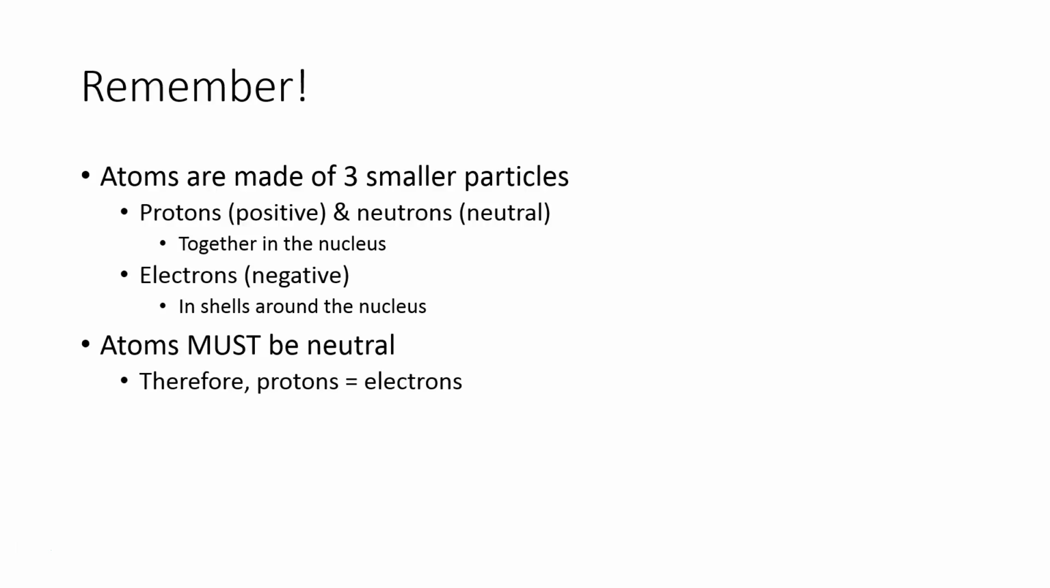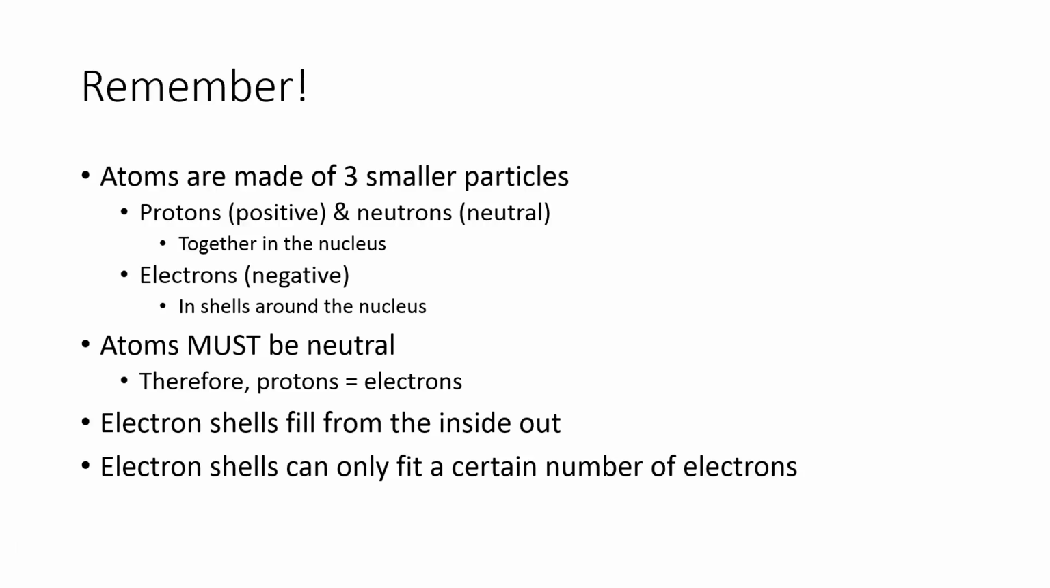Remember that an atom must be neutral. Therefore, because the protons have a +1 charge and the electrons have a -1 charge, to make the atom neutral, protons and electrons must be the same number. Remember that the electron shells must fill from the inside out. And finally, that electron shells can only fit a certain number of electrons before they're full.